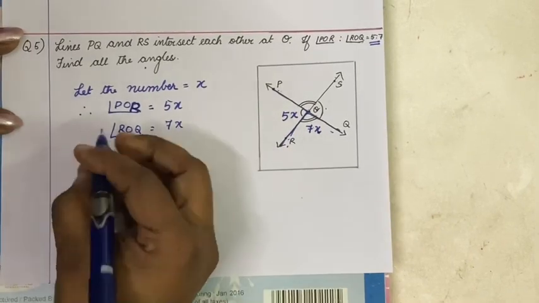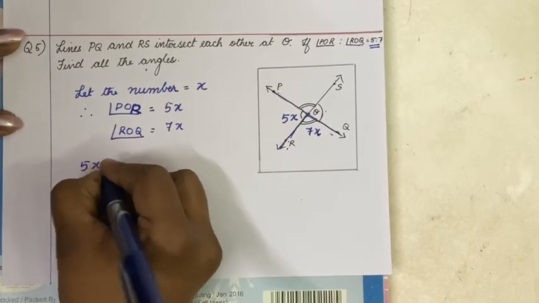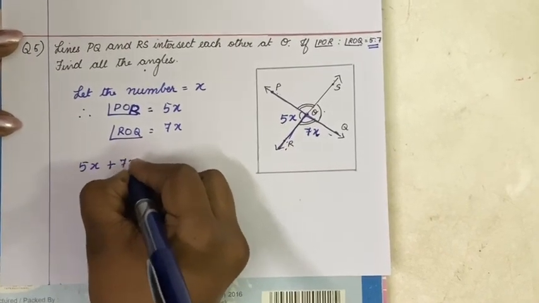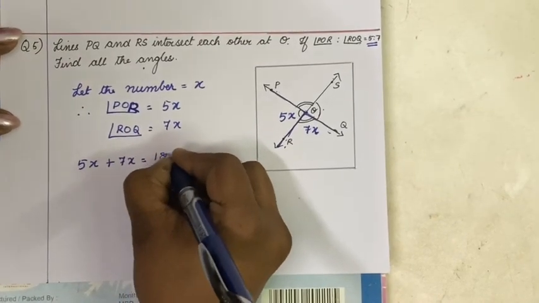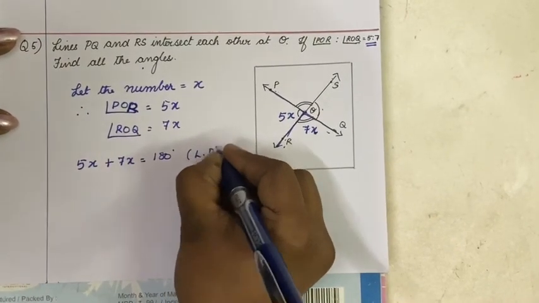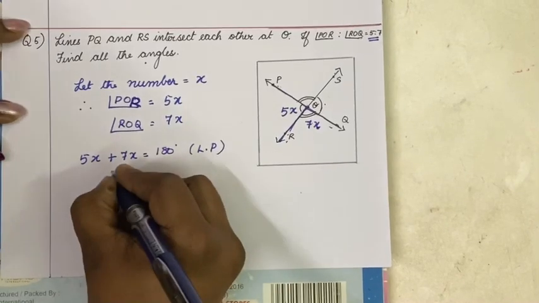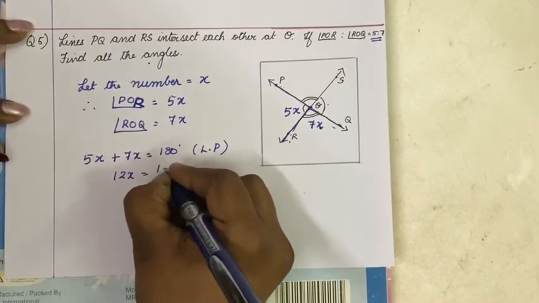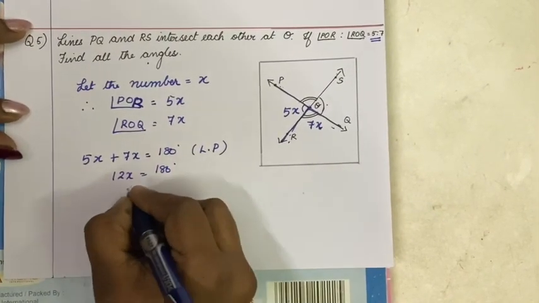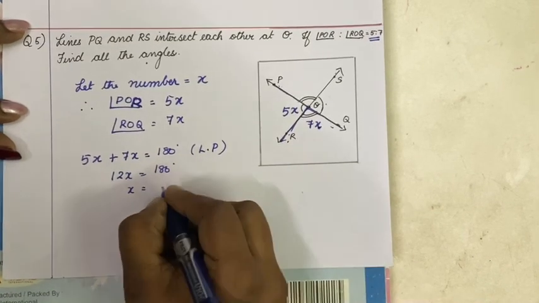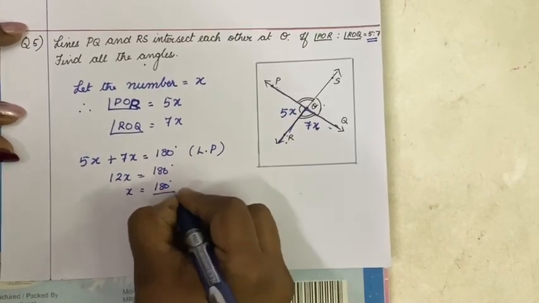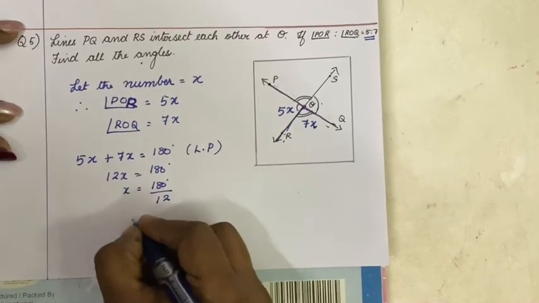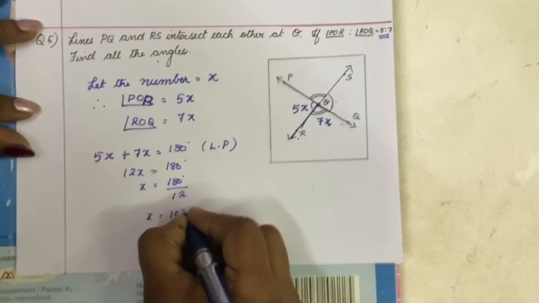They are a linear pair. So, now our equation is 5x plus 7x is equal to 180 degrees because they are a linear pair. So, 5x plus 7x is 12x, which is equal to 180 degrees. x is equal to 180 degrees divided by 12. So, here x is equal to 15 degrees.